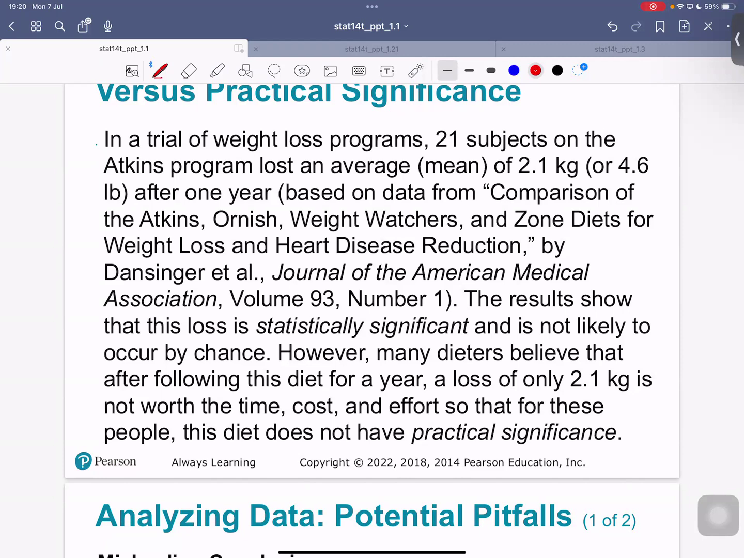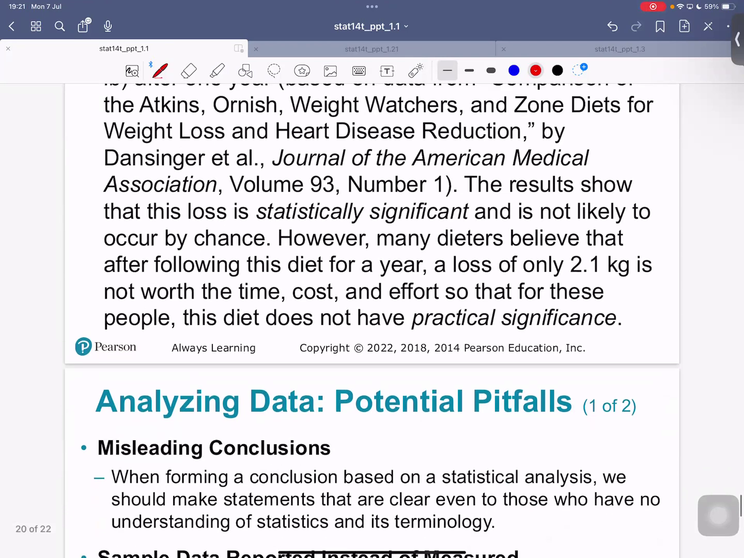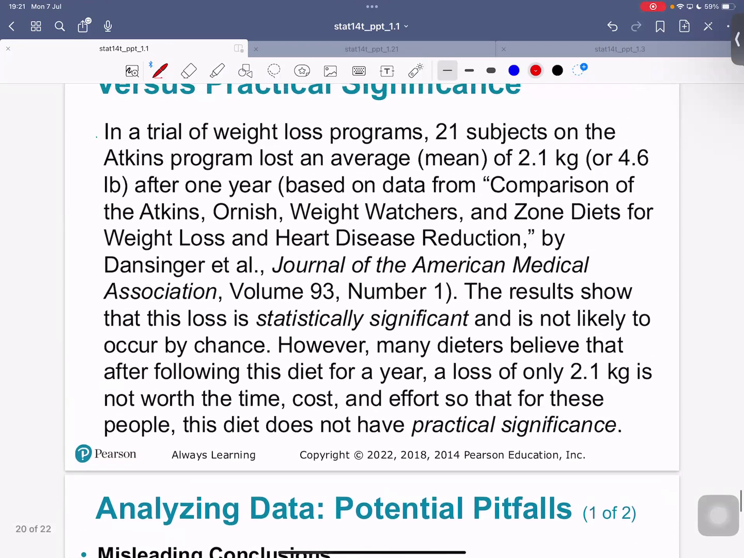So that's why it's not going to occur by chance. However, many dieters believe that after following this diet for a year, a loss of only 2.1 kilograms is not worth the time, cost, and effort. So for these people, this diet does not have practical significance. What do you think?